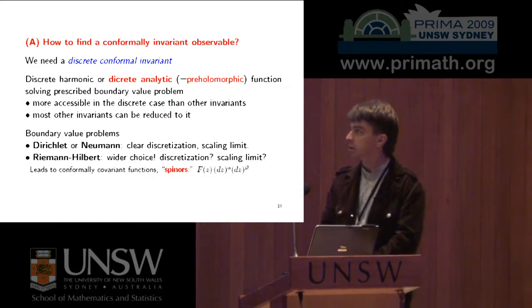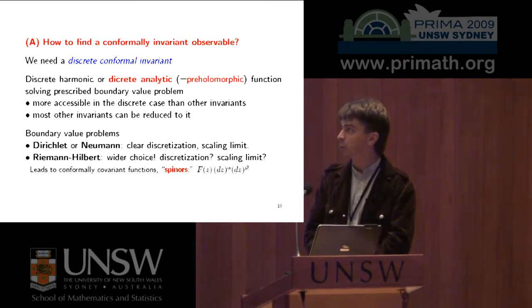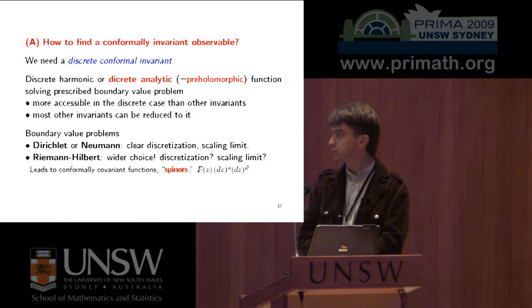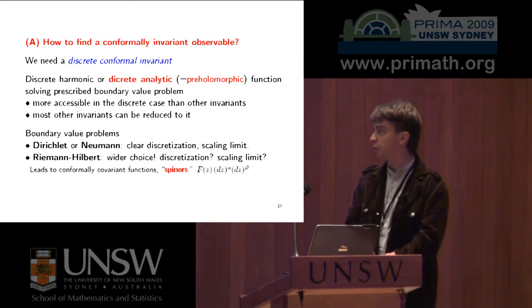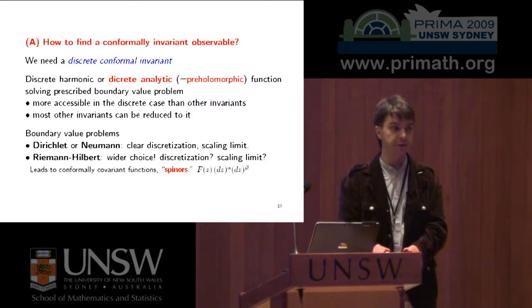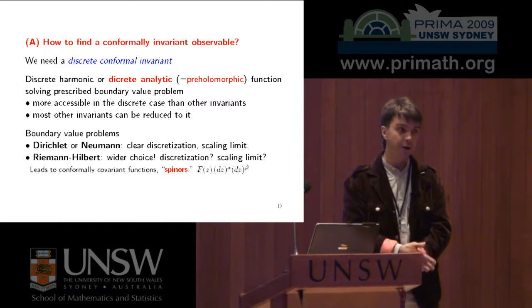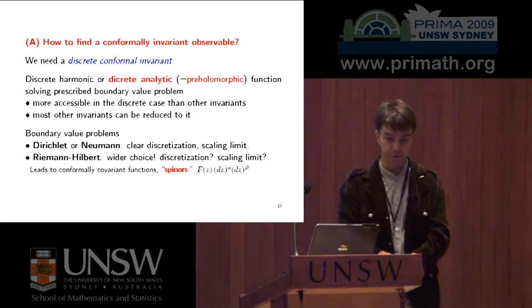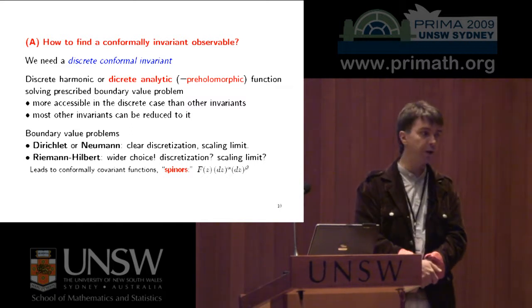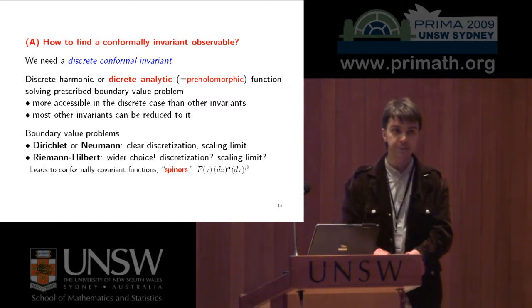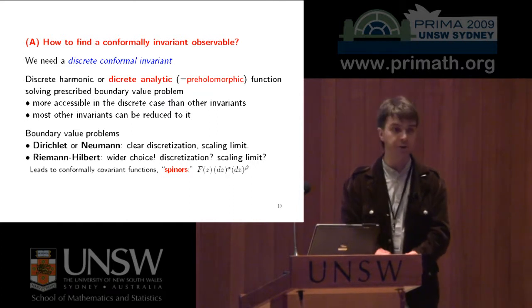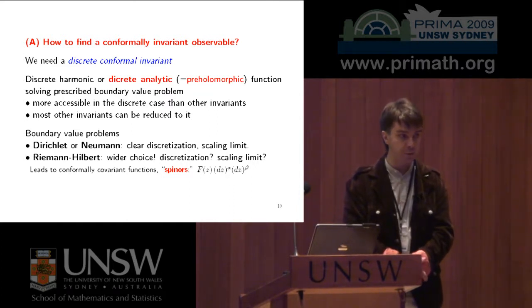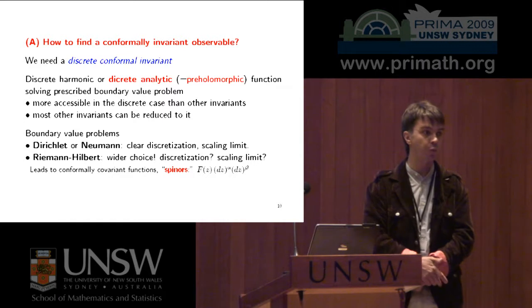And then there is a distinction between what kind of boundary value problems you can use. At first, Dirichlet and Neumann were used because those are clearly discretized. The Dirichlet problem just says that f on the boundary is equal to something. And Neumann is slightly more difficult: you have to say what the normal derivative is. But it seems that the future lies with the Riemann-Hilbert boundary value problems, where there is a wider choice and it leads to more interesting structures.